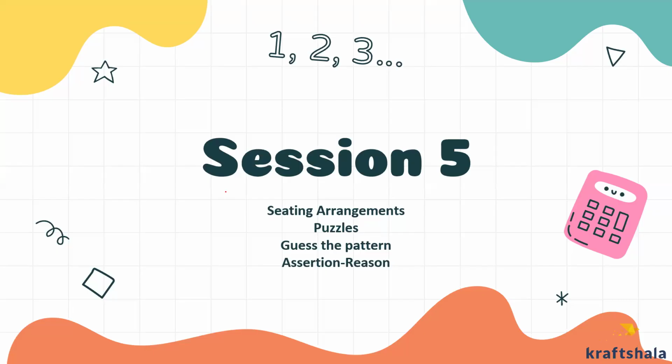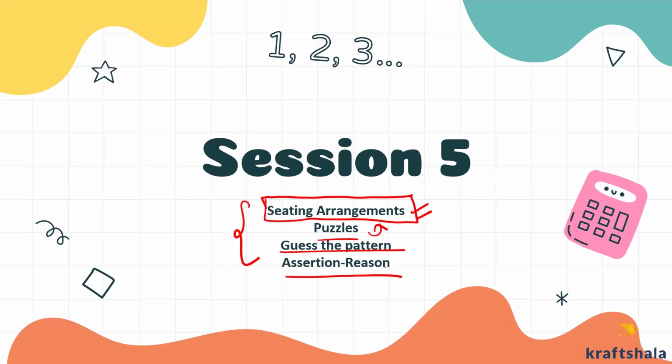So today is our final session on reasoning, and we shall be covering these topics. As far as sitting arrangement goes, it won't be an exaggeration if I say sitting arrangement is the most important part of reasoning. Puzzles is also a type of sitting arrangement only. Then there are some patterns, and then there are some reason. So sitting arrangement covers the bulk of the reasoning part, and that is why most of today's session will be around sitting arrangement only. We'll be doing n number of questions around this.